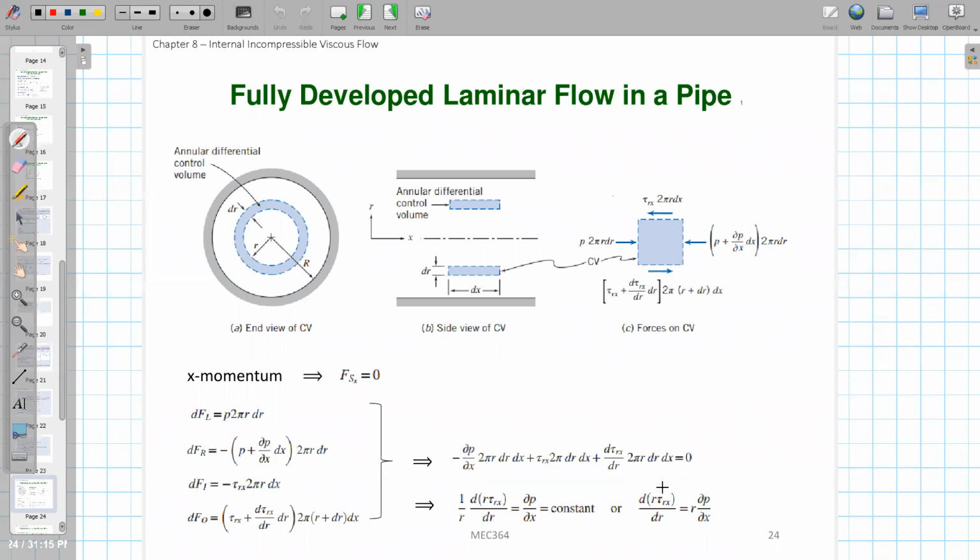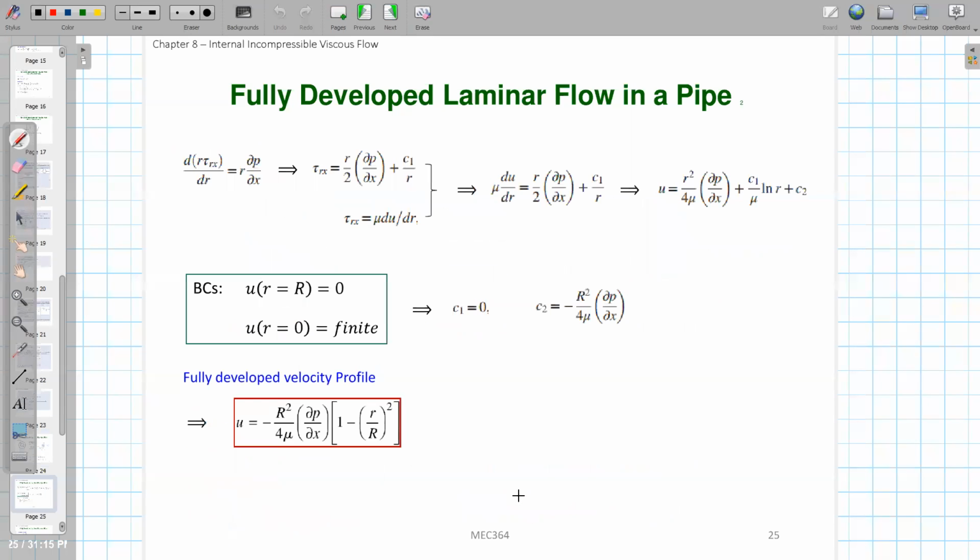Because this partial p partial x is constant, you can integrate it on r to get this tau rx. Just integrate on r on both sides because partial p partial x is constant. Also, this tau rx is given by Newton's viscosity law, tau rx equals mu times du dr. Substitute it in, and then you get this equation for u. Integrate this equation again in the radial direction, and we get the final velocity profile.